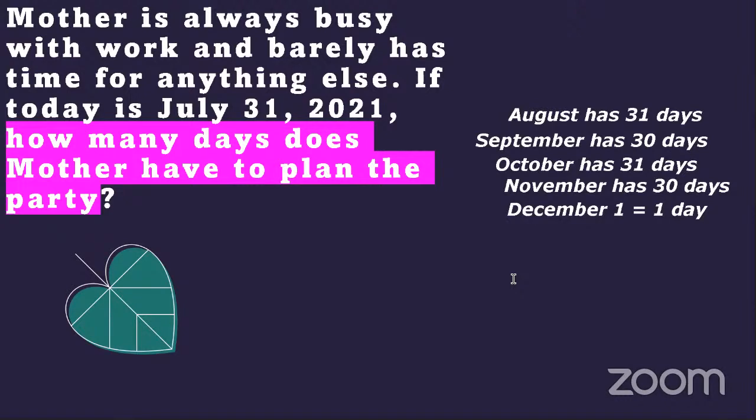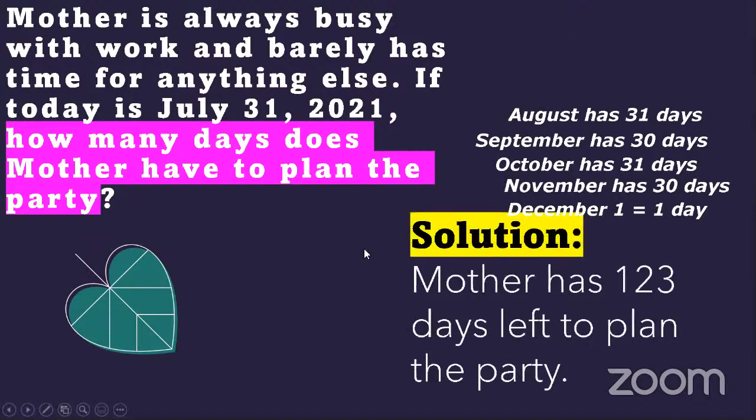So we have 31 days plus 30 days. So let us go calculate these: 30 days plus 31 days plus another 31 days plus 30 days plus the 1 day in December, which is the day of the birthday, would be 123 days. So, yes, the persons who said 123 days, you are definitely correct, because it would be 123 days left before the party will start. So, mother has 123 days left to plan the party. All right, so I hope you understand how we come up with 123 days. I see persons sharing that. So, yes, we would have an understanding then that it would be 123 days. Awesome.